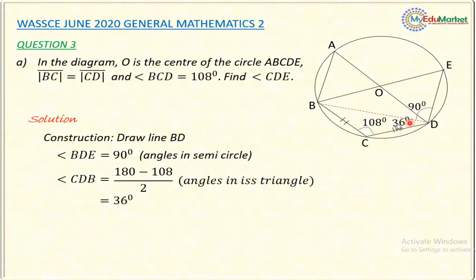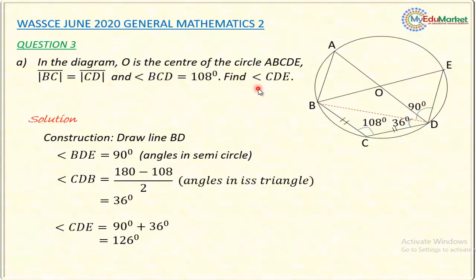I think with that I can answer my question. The size of angle CDE, which means this one. I simply add 90 and 36. So CDE will be equal to 90 degrees plus 36, and adding this, I have 126. So the size of the angle CDE is 126 degrees. With this, I have answered this question.